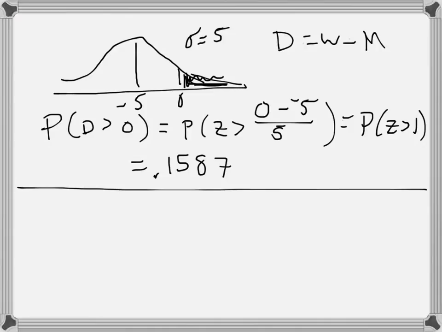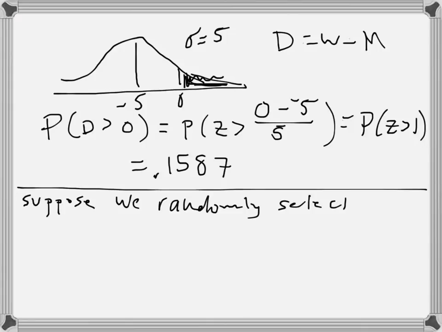Okay, so let's switch this up now. Suppose same distributions of the men and women's height. Suppose we randomly select, I don't know, 9 women, sorry, I've been calling them women, 9 women and 16 men. What's the probability now?